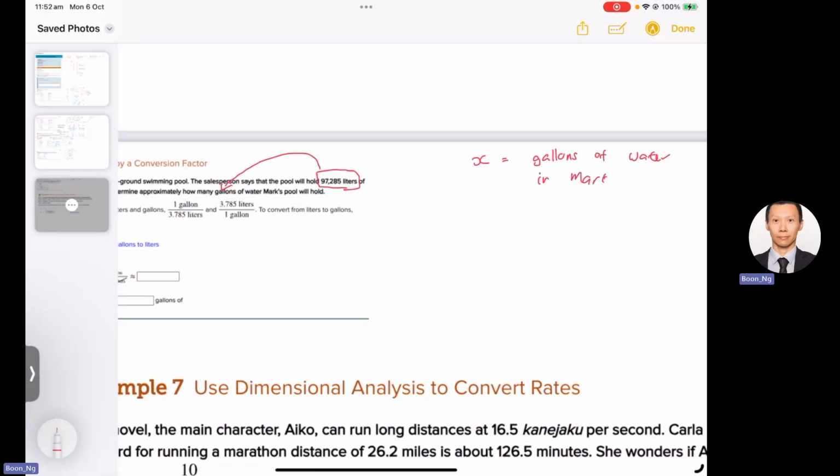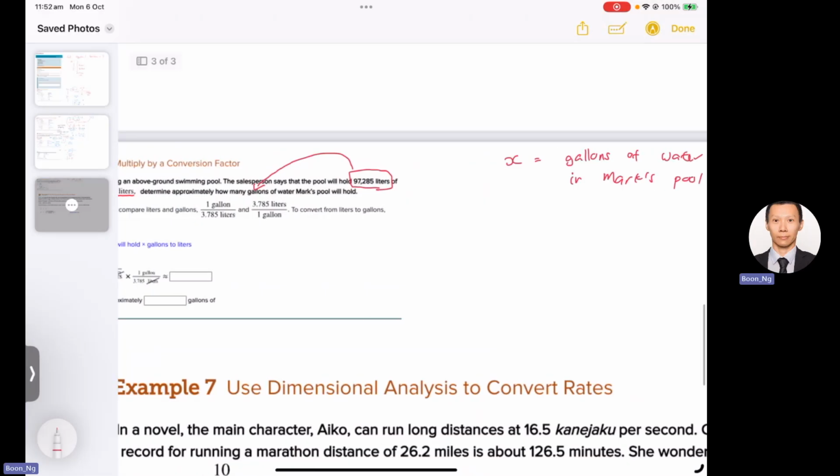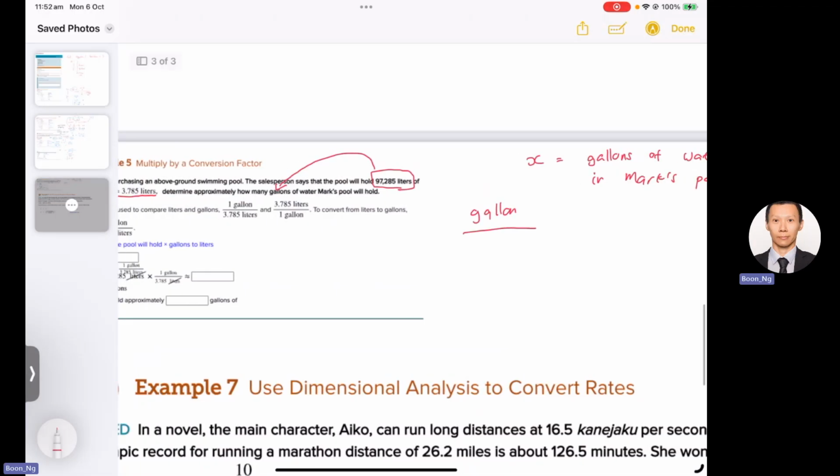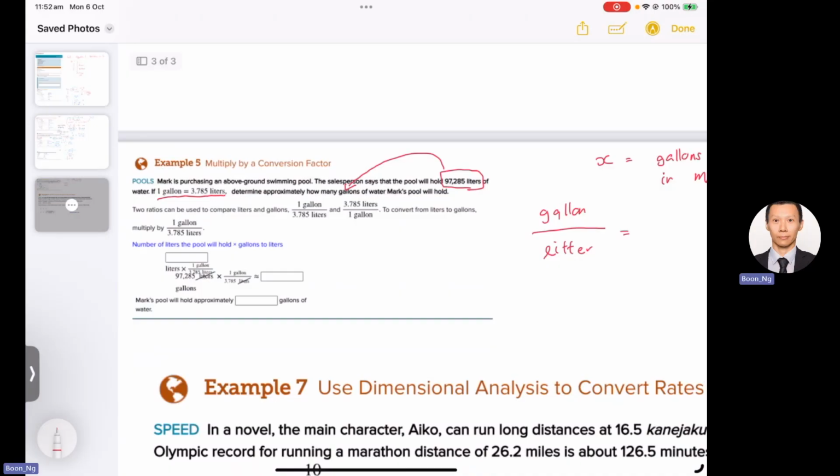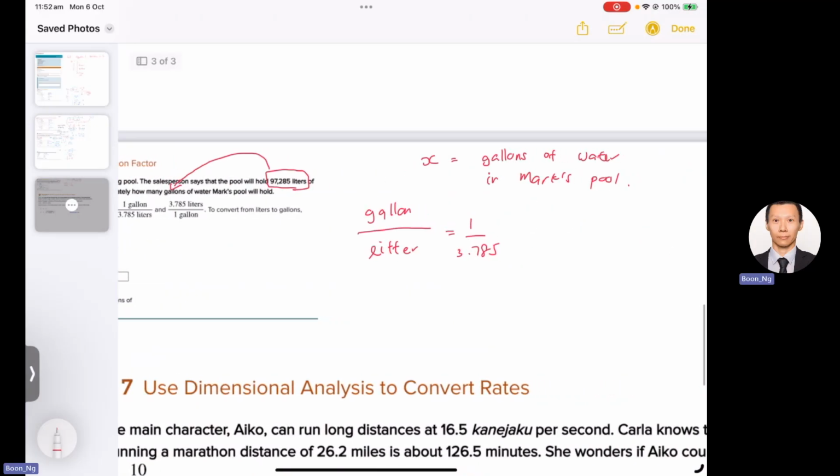in Mark's pool. Okay, so what we are dealing with is a proportion. We're going to go for proportion: gallon over liter. And here we have 1 over 3.785.